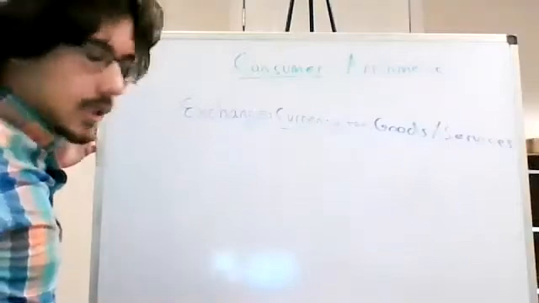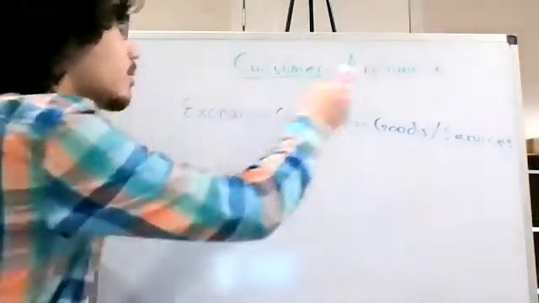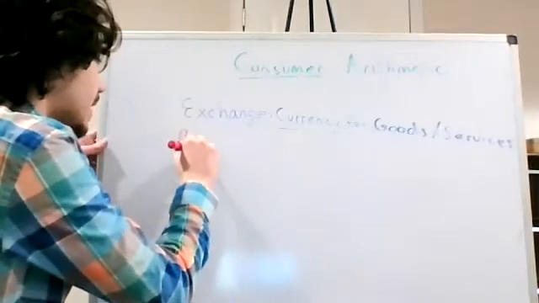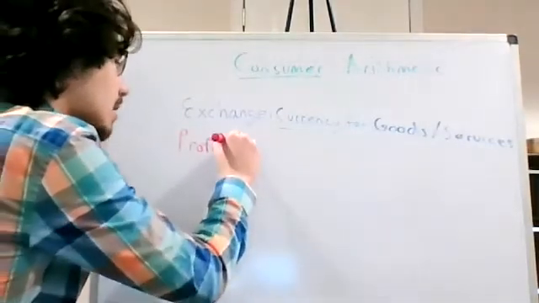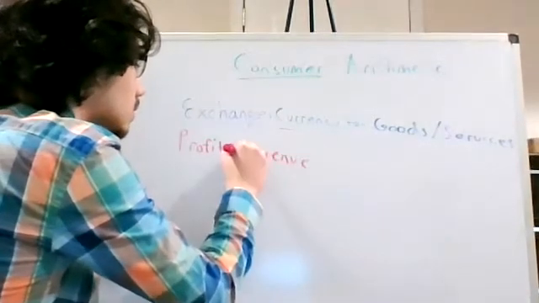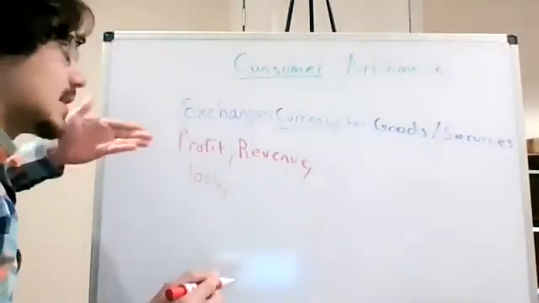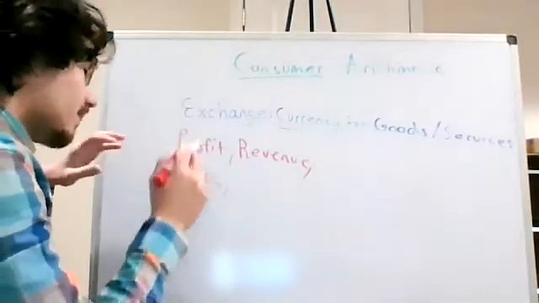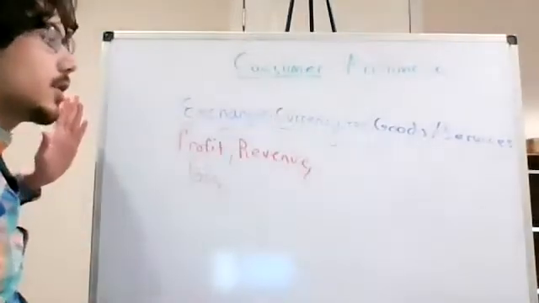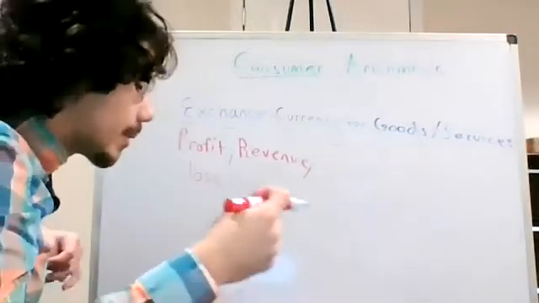Now, aside from exchange, there's a couple other things that consumer arithmetic will be about, and that is things like profit, revenue, loss, etc. But profit, revenue, loss, etc. all rely on the process of exchange, because profit, revenue, and loss refer to large-scale economies, such as what you'd find in businesses or government budgets, things like that.